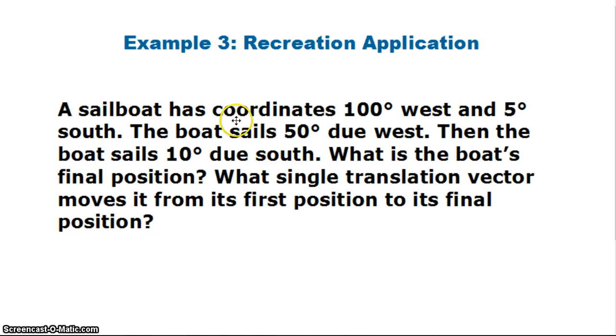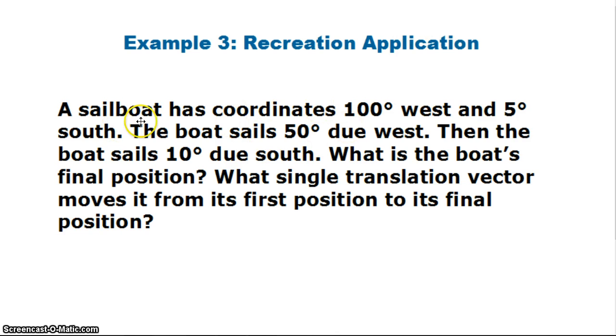A sailboat has coordinates 100 degrees west and 5 degrees south. The boat sails 50 degrees due west. Then the boat sails 10 degrees due south. What is the boat's final position? What single translation vector moves it from its first position to its final?